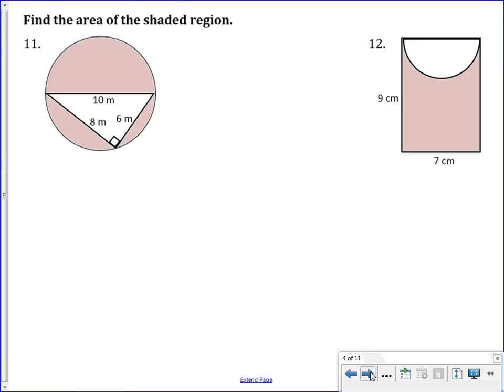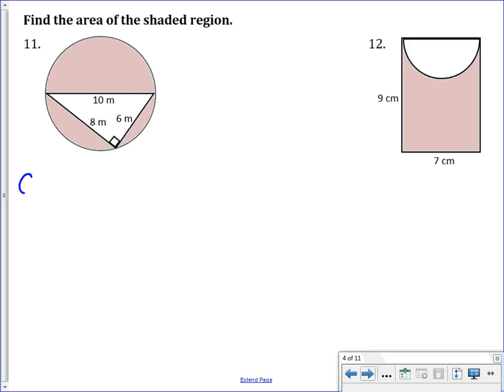All right, shaded region. On these kind of problems, remember what we're doing is we have to find both things, but instead of adding them together, it's taking it apart. It's taking something out. In this number 11, I have a circle with a triangle inside. I need to take that triangle out of the problem. So I'm going to find both areas.